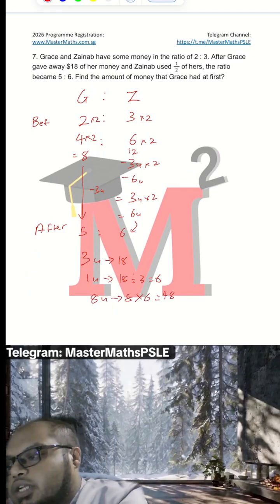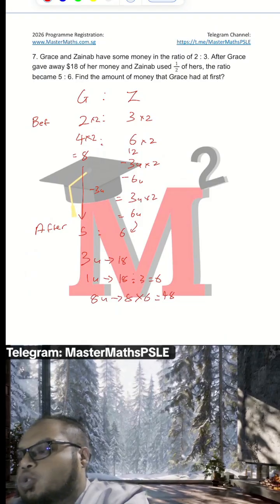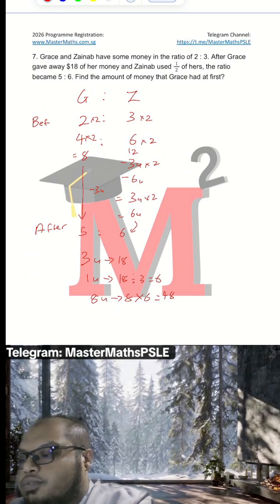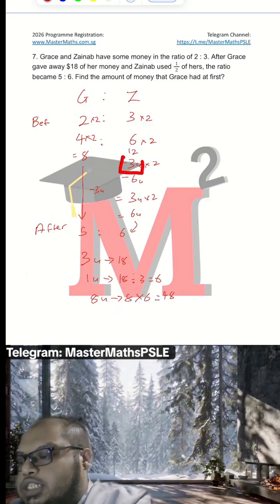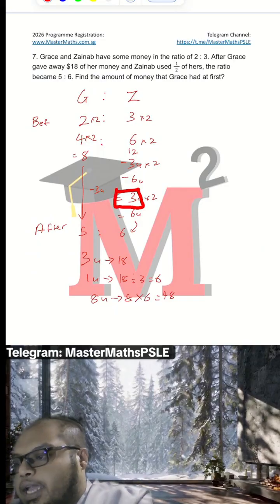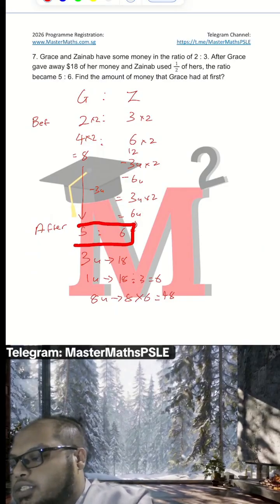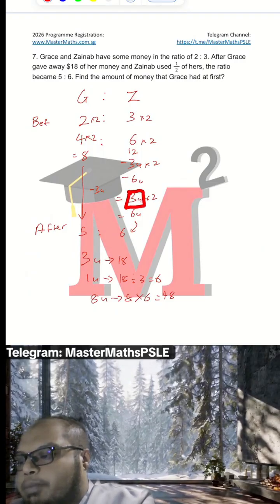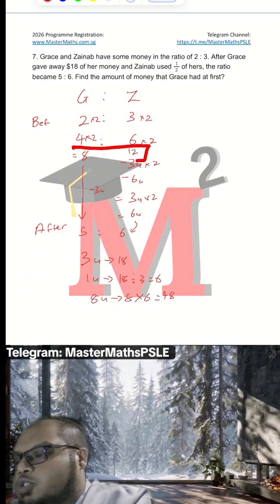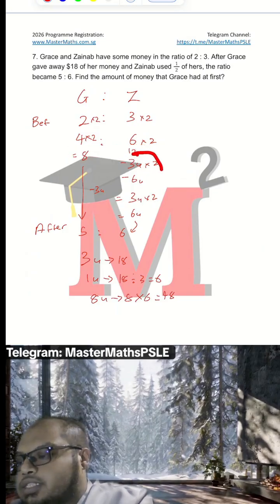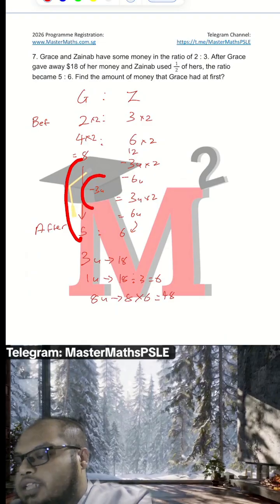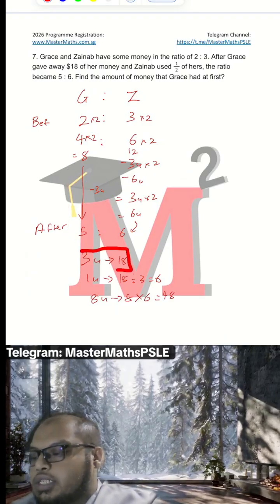So here, again, I make them into multiples of 2. So I times 2 times 2 become 4 is to 6. Zainab took out half. So I minus the 3. I got 3 units left. But then the after ratio is 5 is to 6. So to make it 6, this remaining 3 I must times 2. That's why here also I times 2, here also I times 2. So it becomes 8 is to 12. So 12 minus 6 units, I got 6. From 8 to 5 is minus of 3 units. And that is why 3 units is $18.